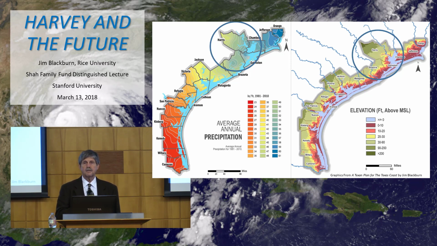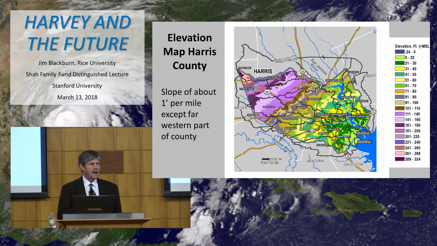Rainfall-wise, we get somewhere between 45 and 50 inches of rain per year. We got all of that in 4 days with Harvey. So it was quite an amazing event to live through. Harris County is where Houston is. I'll show you a map in a minute that will actually talk about the boundaries.